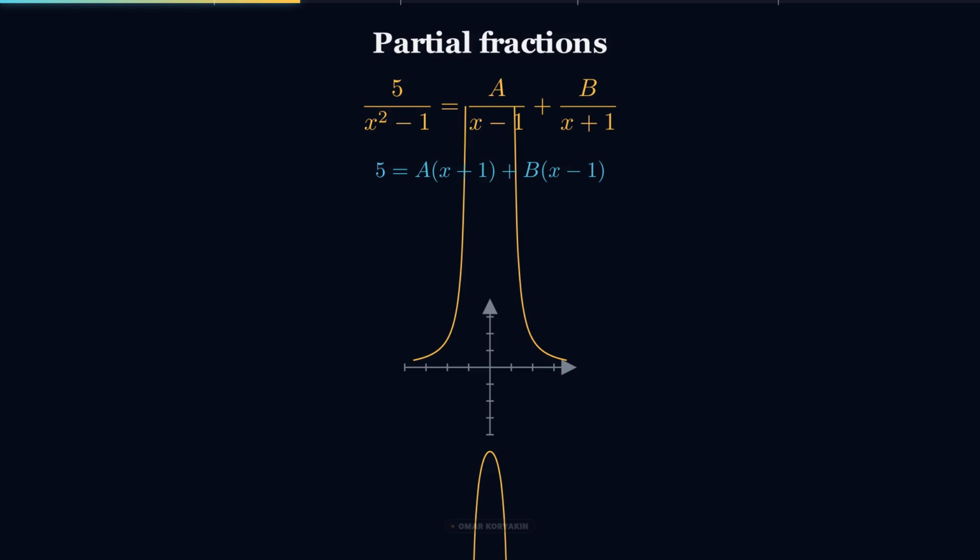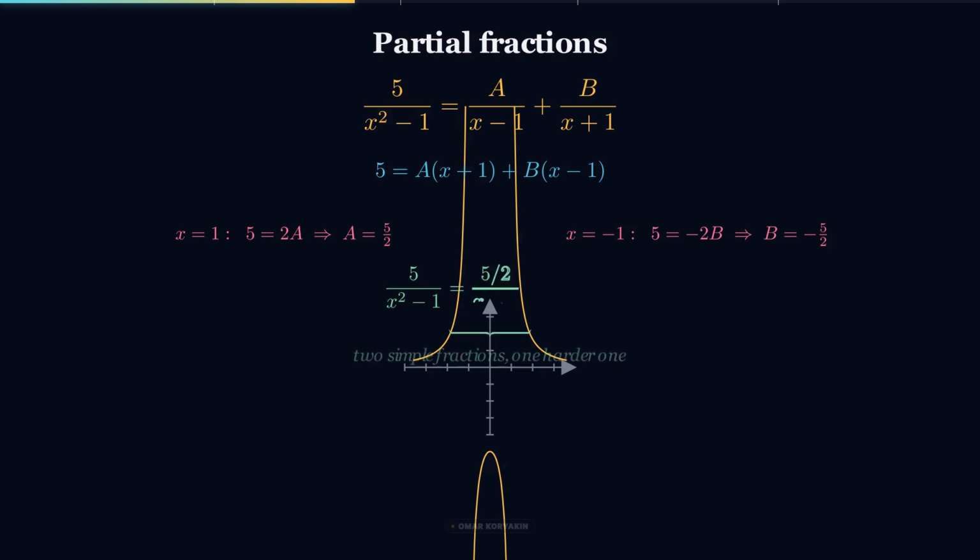This must hold for every x. Substitute strategic values. At x equals 1, the b term vanishes and we read a directly: 5 equals 2a, so a equals 5 halves. At x equals negative 1, the a term vanishes and we read b directly: 5 equals minus 2b, so b equals minus 5 halves.